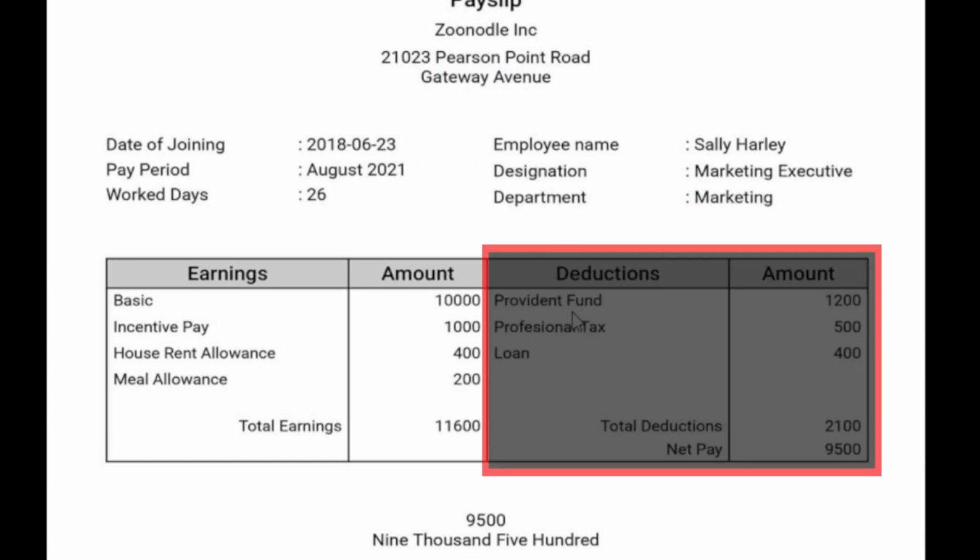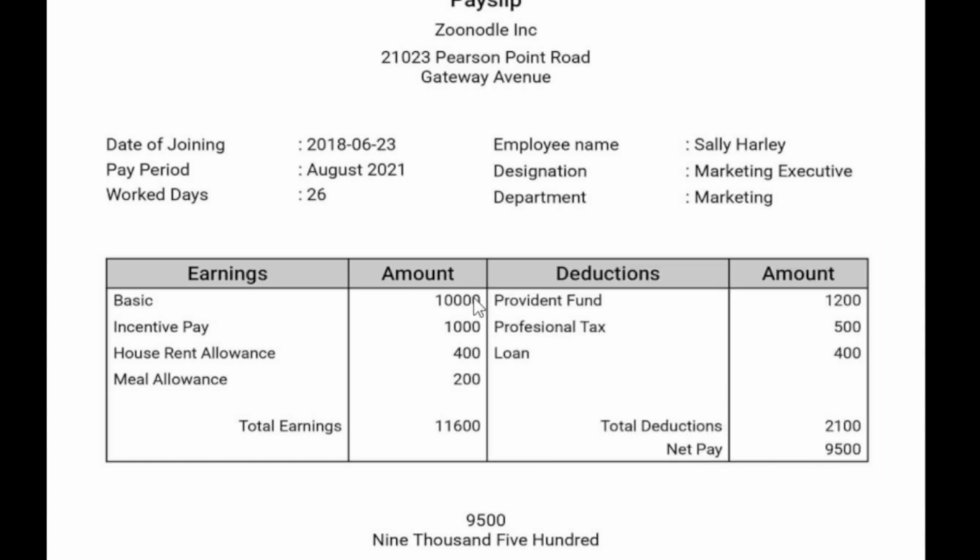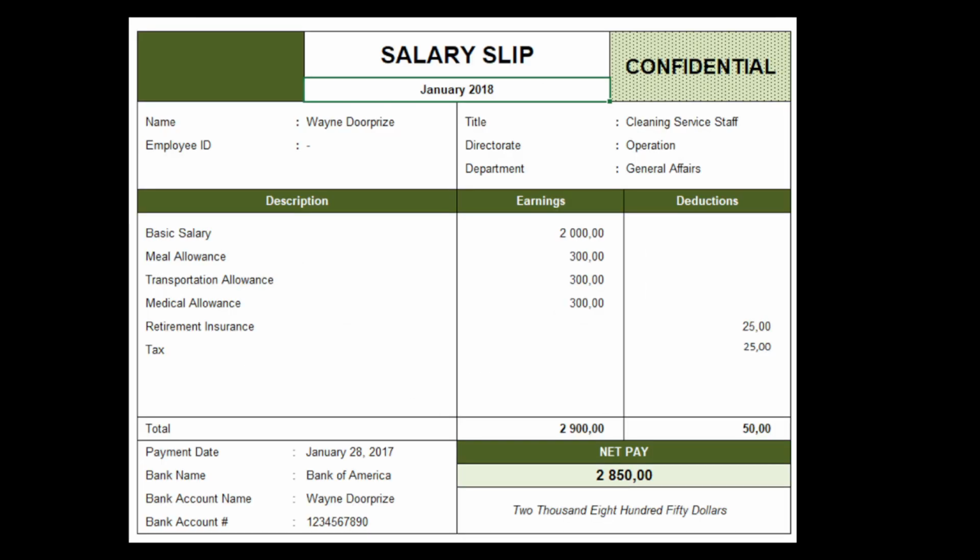Well, a provident fund, that gets deducted. Professional tax, that gets deducted. And a loan, that gets deducted. So they might ask you, what's the total of her deductions? And there we can see it's 2,100. And what does she end up with from what she started, with the basic? Her gross over here, we see that it's 9,500 Rand. That is what she will receive into her account for the month of August. Right, let's look at another one.